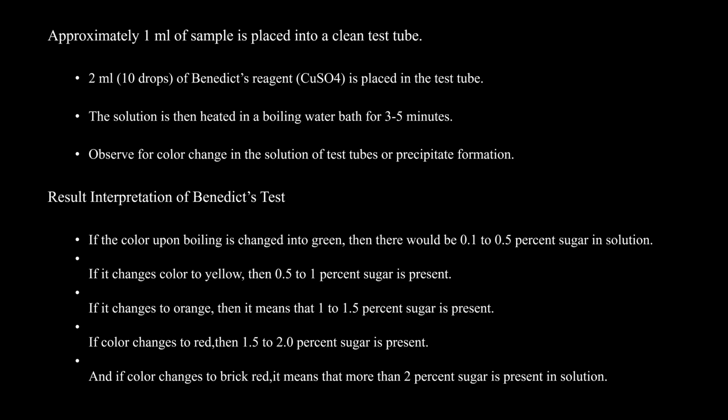After the materials are ready, 1 ml of sample is placed into a clean test tube with 2 ml of Benedict's reagent, copper sulfate. The solution is heated in a water bath for 3 to 5 minutes. The solution then forms a precipitate, resulting in an intermediate Benedict's solution. In the pan: 0.5 to 1% sugar in the solution; 1 to 1.5% of sugar present; 1.5 to 2.0% of sugar. Brick red indicates more than 2% sugar in the solution.